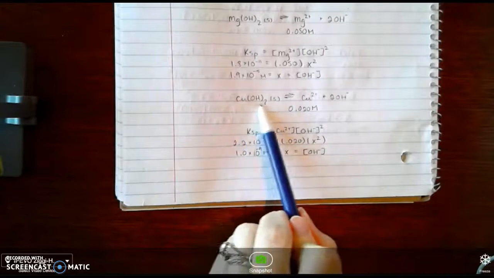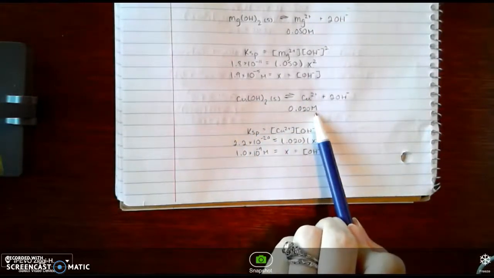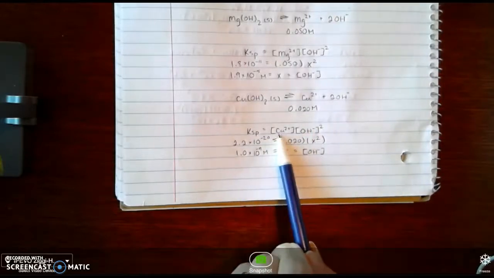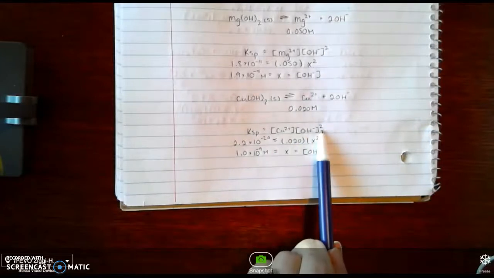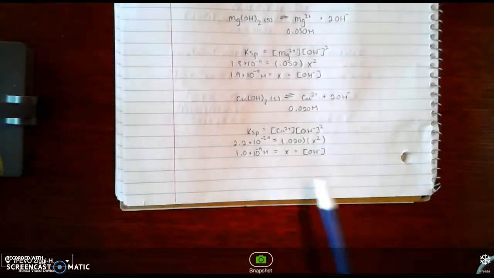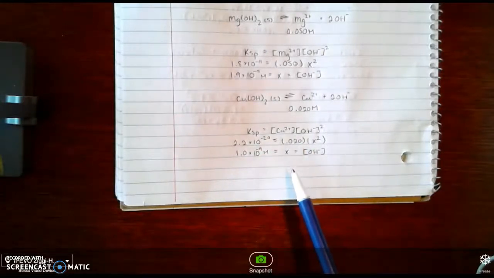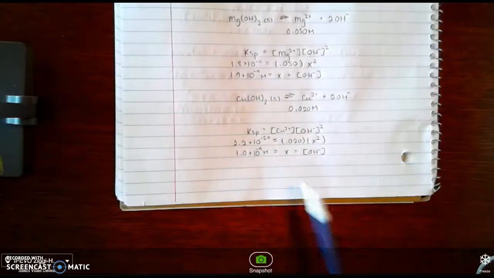For copper hydroxide, I've done the same thing. I started off with 0.020 molar copper in solution. I set up my KSP expression. It looks very similar because both of these are +2 ions, so I need 2 hydroxides. So that value is squared. I plug in my KSP and my initial concentration of copper, and I solve for my hydroxide ion concentration, which is 1.0 times 10 to the negative 9th molar.